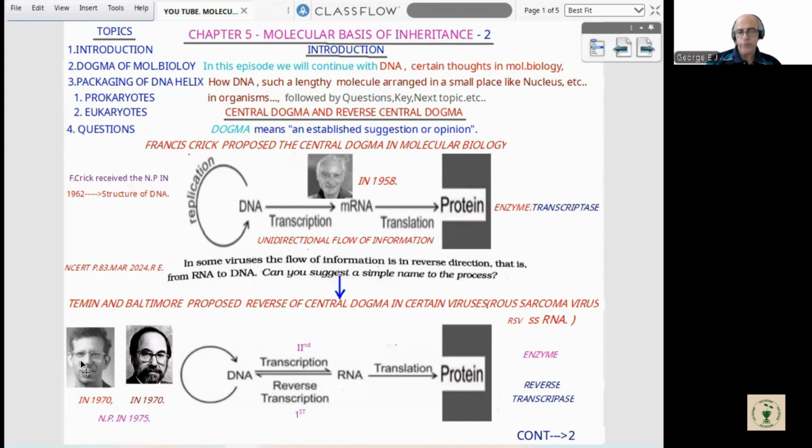The name came due to the two famous scientists, Temin and Baltimore, in 1970; in 1975, they received the Nobel Prize. I think both of these ideas are clear. It is important for theory and NEET exam, comparatively simple. So shall we proceed to the next page?